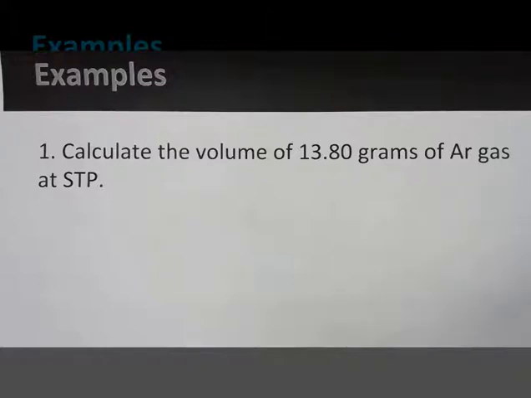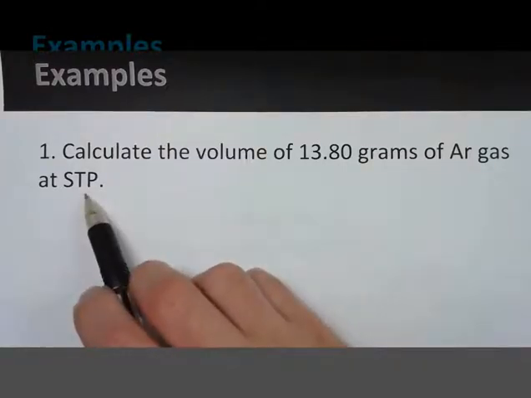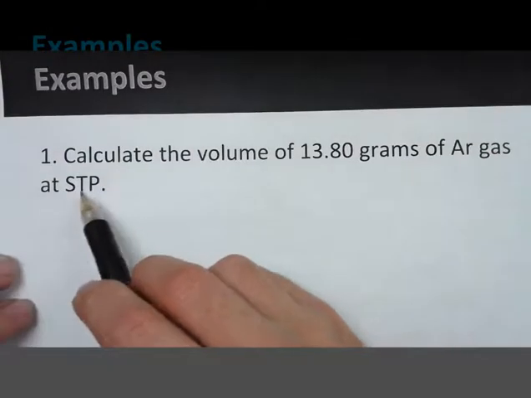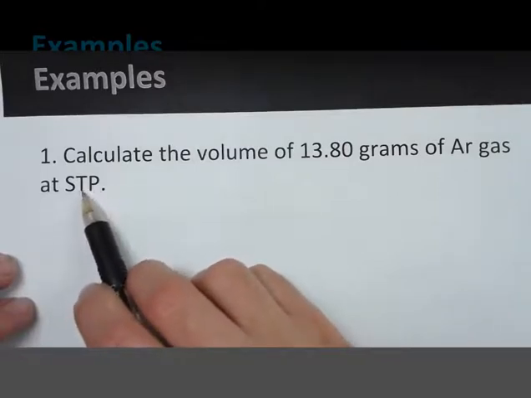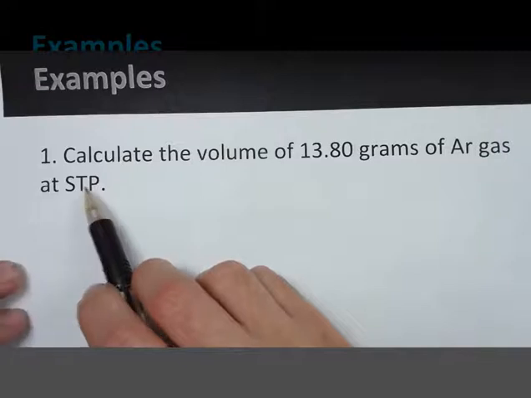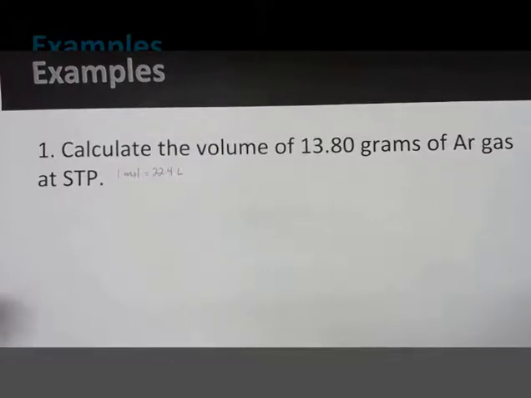So calculate the volume of 13.80 grams of argon gas at STP. Remember from the previous video that STP is kind of an indicator that we have a specific relationship, a conversion factor that we can use. At STP only, that's standard temperature and pressure, it's 0 degrees Celsius, 273 Kelvin, and 1 atmosphere. At STP, a mole of gas is 22.4 liters, so we can use that as a conversion factor, and we're going to need it. Let's start with what we're given.